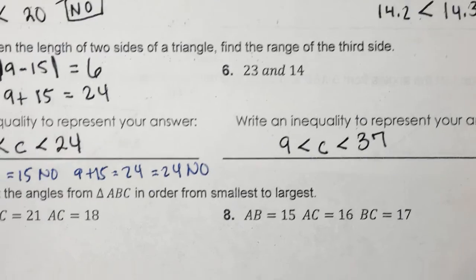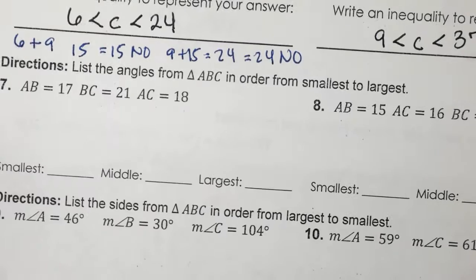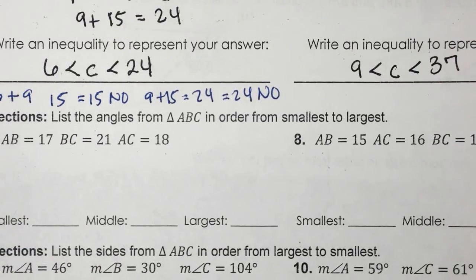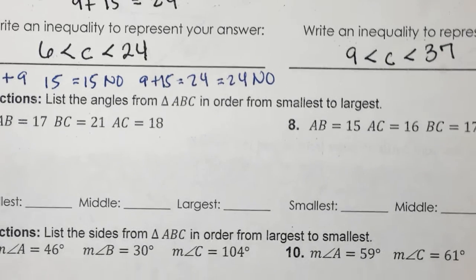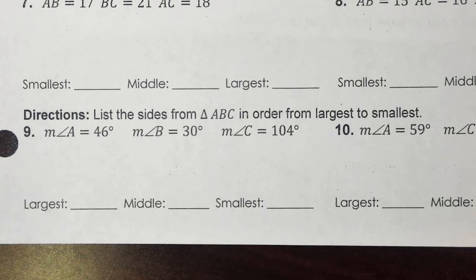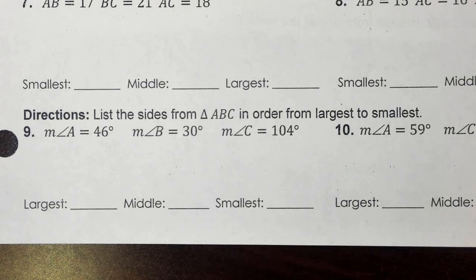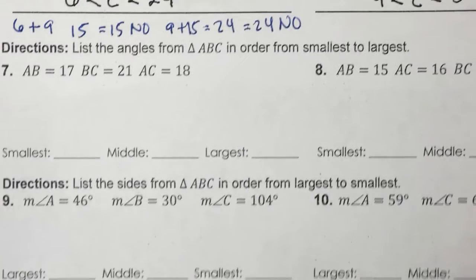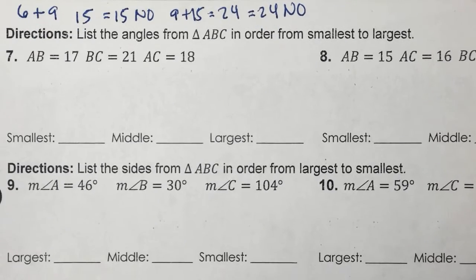Good. That'll probably be the hardest thing y'all do today. Everything else is easy. Even this down here. List the angles from triangle ABC in order from smallest to largest. So this is figuring out your smallest angles to your largest angles, and vice versa. We're gonna do a reverse on the others. One down below too.